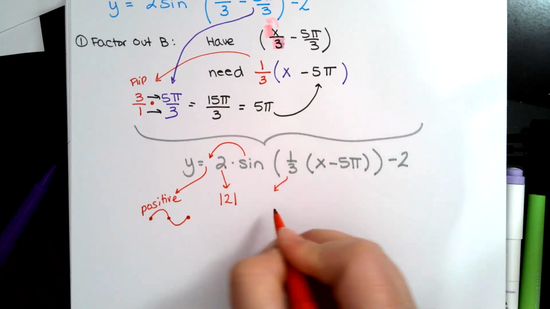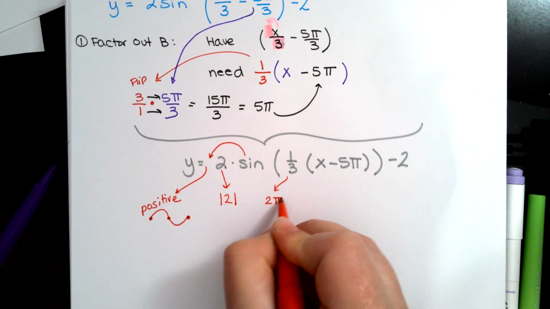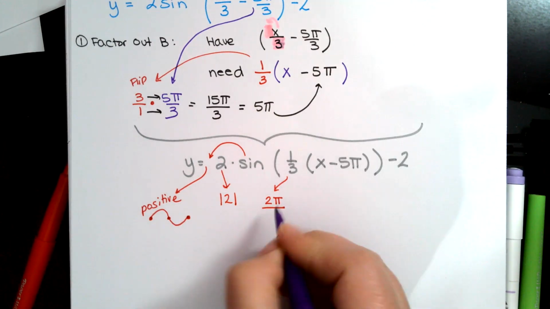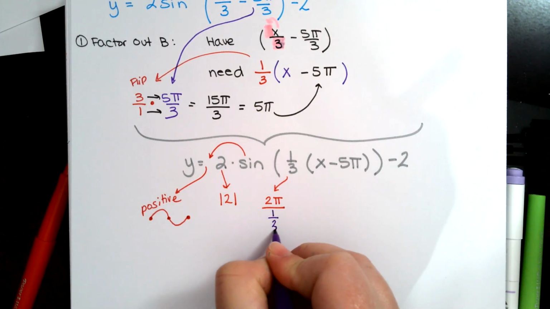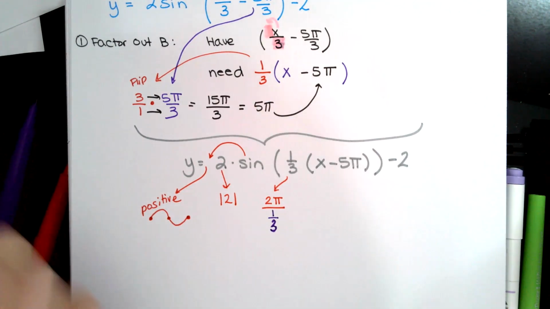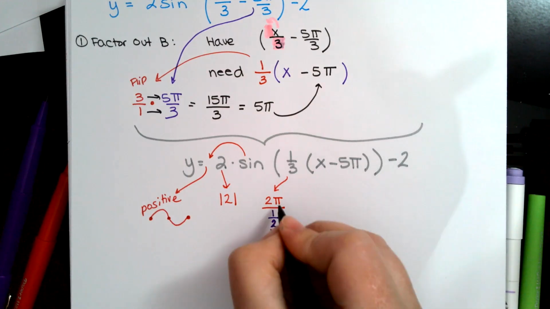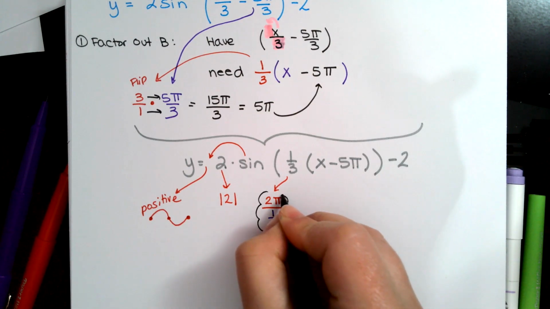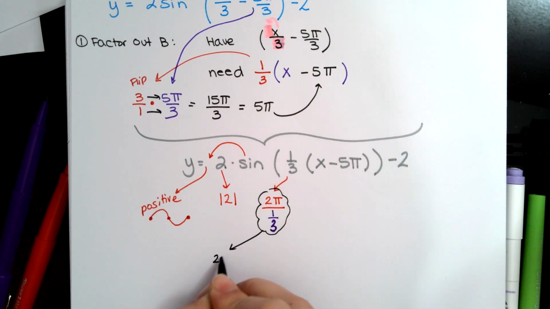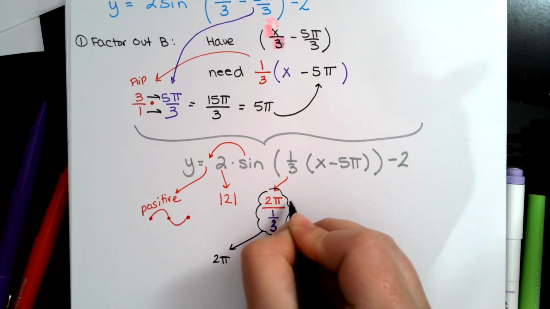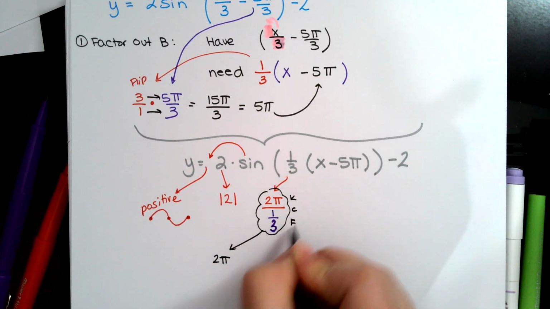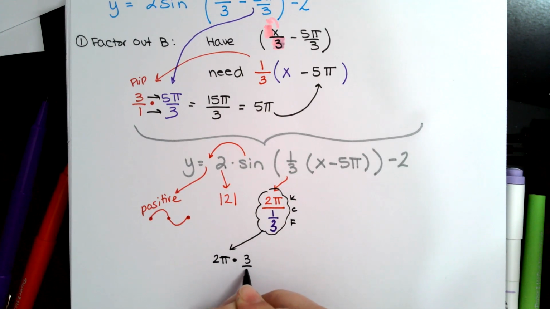Next, we have our b value, which is used to find our period. So I'm going to be dividing by 1/3, that's a 3. Which means we need to do a keep, change, flip here. I'm going to do this in a thinking bubble here. 2 pi, keep, change, flip, times, let's flip it, 3 over 1, which means 3, 4, 5, 6 pi is what we have.